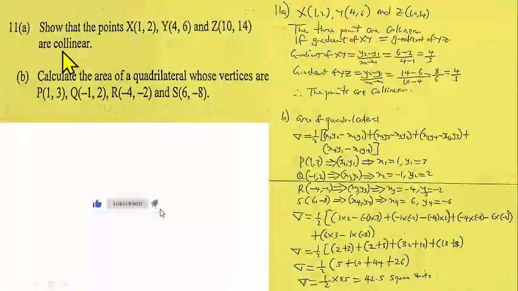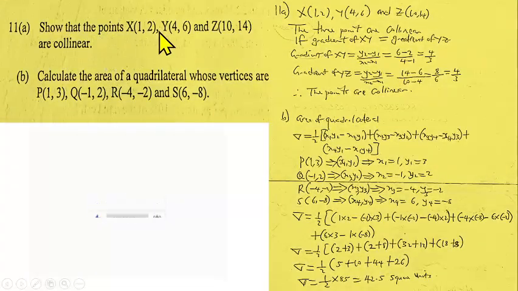Next question is also on coordinate geometry. Show that the points X, Y, and Z are collinear. So that's the first question. When do we know that 3 points are collinear? When the gradient of two of them is equal to the gradient of the other two. So gradient of XY should give us the gradient of YZ as well. That is when they are collinear. And that's what we have here, that the 3 points are collinear if gradient of XY is equal to gradient of YZ.